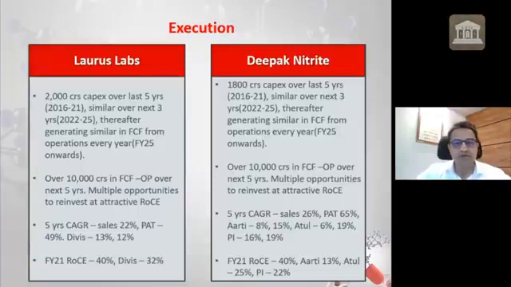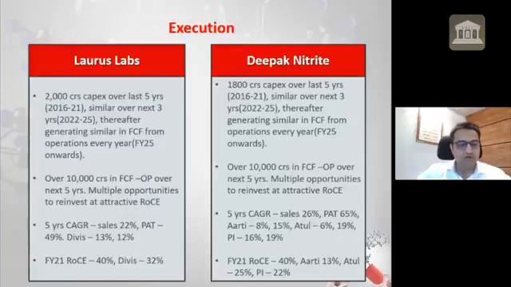So both companies are going to generate almost 10,000 crore free cash flow over the next 5 years, starting from FY25. And multiple opportunities exist for reinvesting that cash flow at an attractive ROC, return on capital. If I look at their execution track record, the 5-year sales CAGR was 22% in the case of Laurus, and the 5-year PAT CAGR was 49%, as against Divi's sales CAGR of 13% and PAT CAGR of 12%.